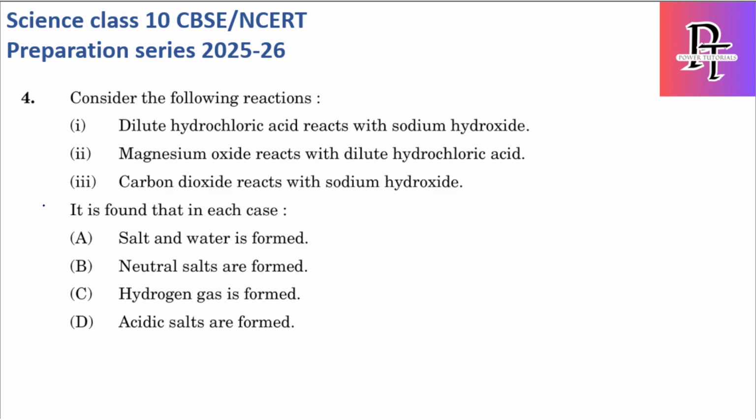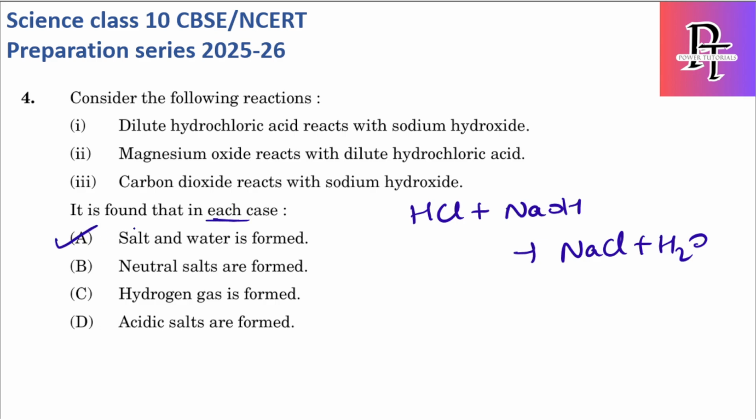Dilute hydrochloric acid reacts with sodium hydroxide. This is a reaction of acid plus base. What happens when an acid and a base react? It forms salt and water. So here it is NaCl plus water, which is salt and water. In each case they simply mentioned acid and base, so definitely everything should be the same, which is salt and water. Magnesium oxide is basic in nature, dilute hydrochloric acid is again acidic in nature: base and acid, salt and water. Carbon dioxide is acidic in nature, whereas sodium hydroxide is basic in nature. So acid and base, again it is salt and water. So always remember, when an acid and a base react, it forms salt and water.